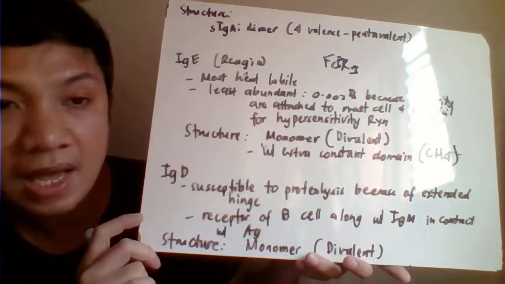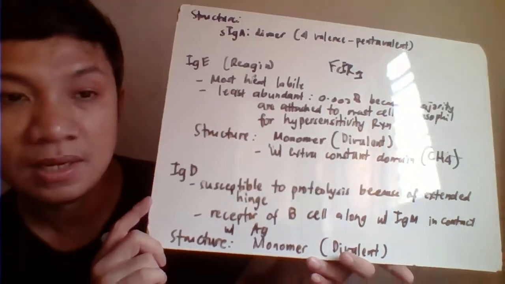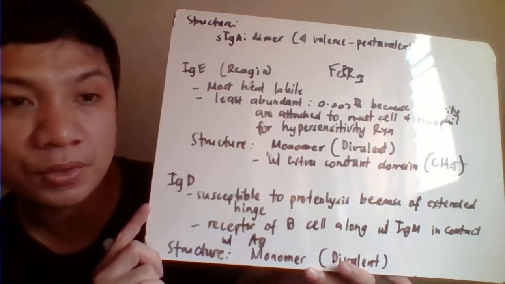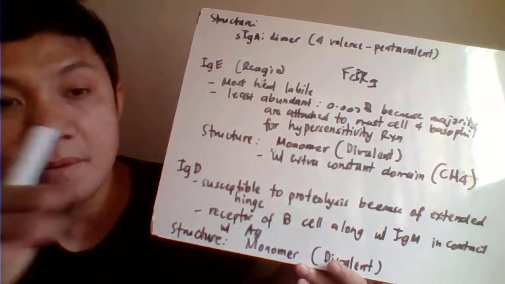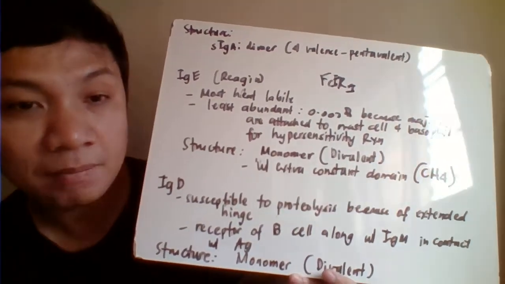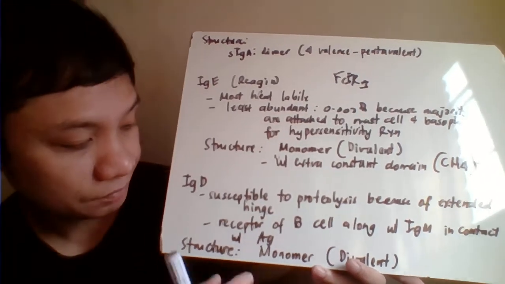Okay, so we have here the IgD. So the IgD, on the other hand, is the most susceptible to your proteolysis. It's because of the extended, may mahaba siyang hinge region that becomes the target of your proteolytic enzyme. So madali siyang masira because of that.